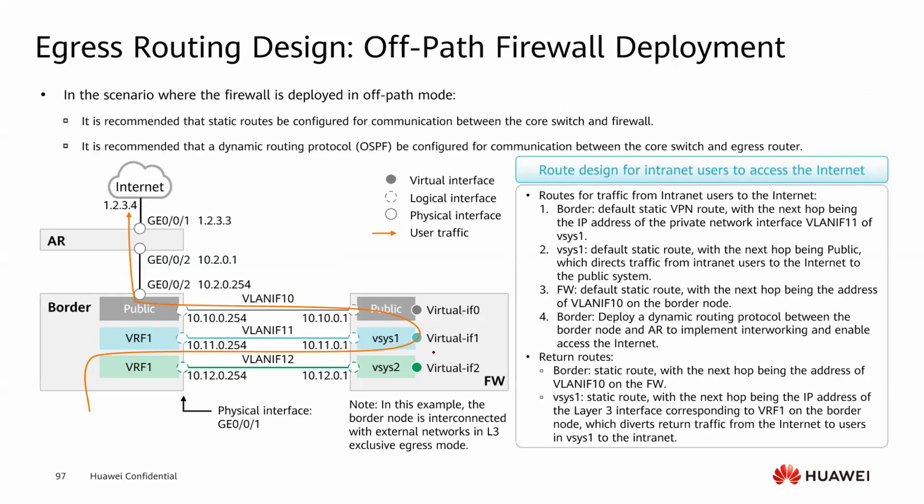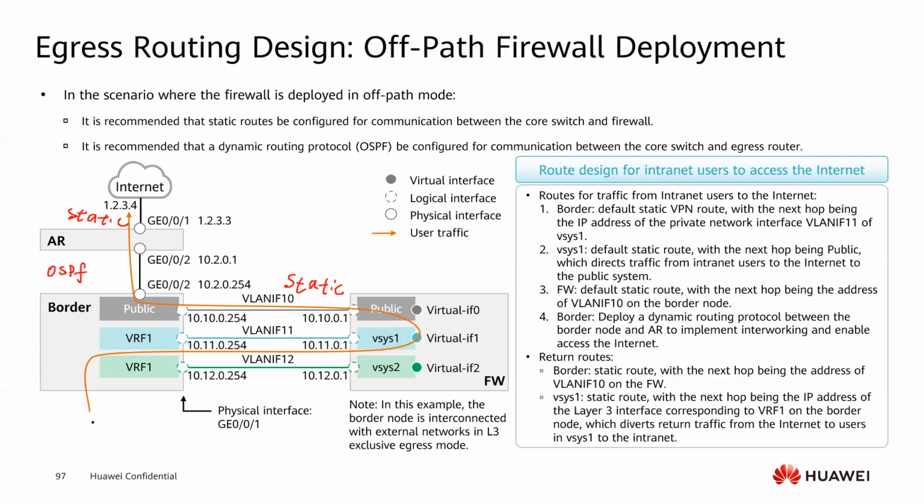And another mode is if the firewall is in off-path deployment with the border. Between the border and the AR, we suggest you use a dynamic routing protocol such as OSPF. And for the AR to the internet, we use a static route, such as the default static. And between the border and the firewall, we also suggest you use the static route.